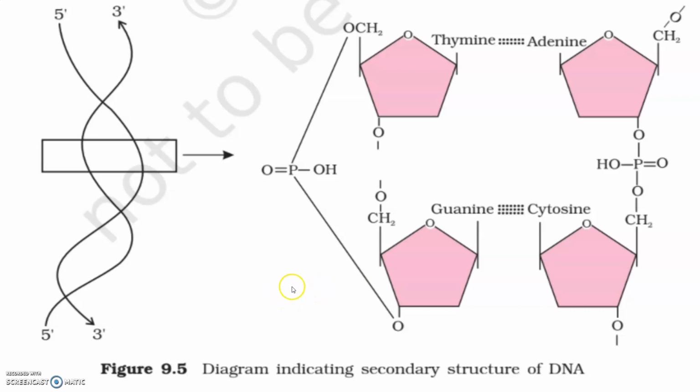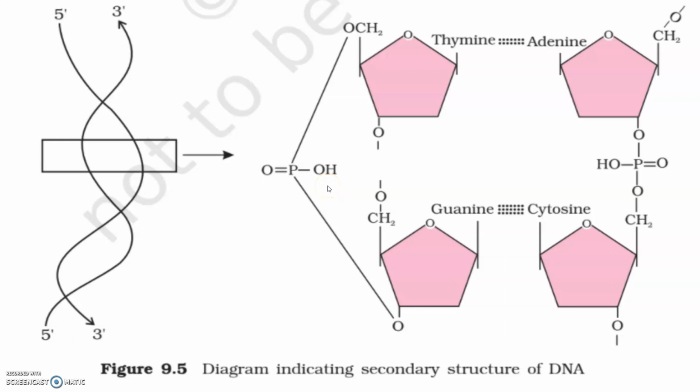Nucleic acids have secondary structures. One of the secondary structures of DNA is the famous Watson and Crick model. This model says that DNA exists as a double helix. The two strands of polynucleotides are anti-parallel, that is, they run in opposite directions, and the backbone is formed by the sugar and phosphate groups.